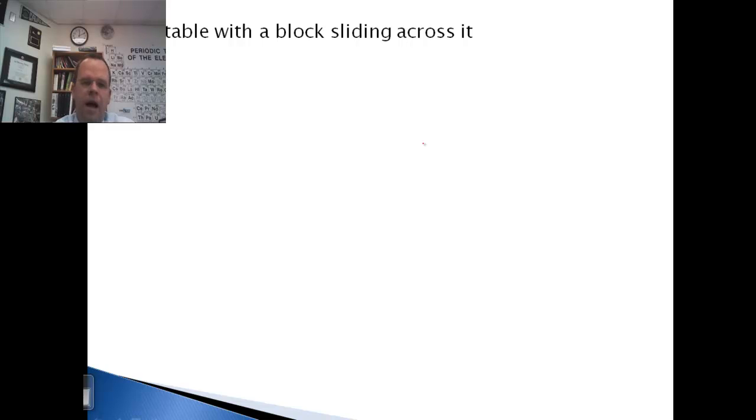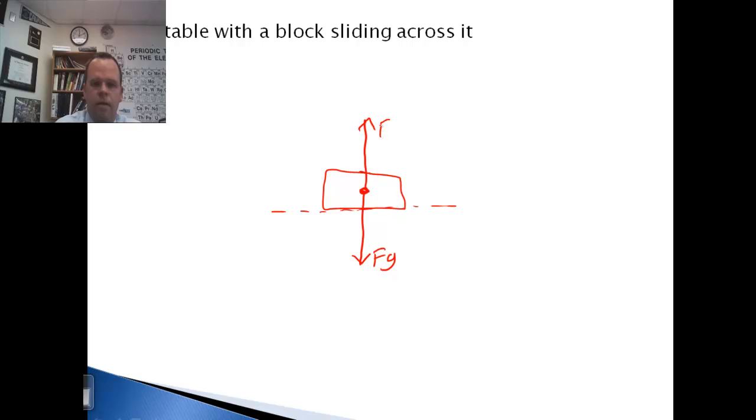A table with a block sliding across it. Try this one on your own, and then press play again once you've tried it to see what's going on. So I've got my block. I want force of gravity going down, force normal going up. I'm going to assume it's sliding in this direction. So friction always goes opposite of motion, parallel to the surface. So we'll have a force of friction there.